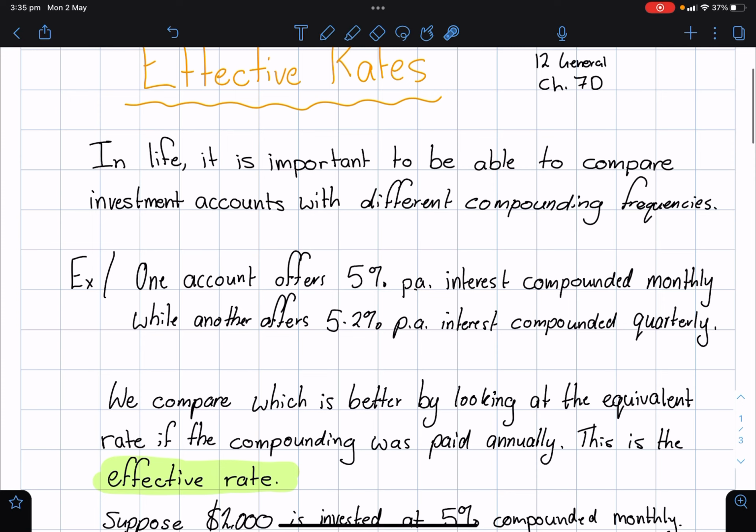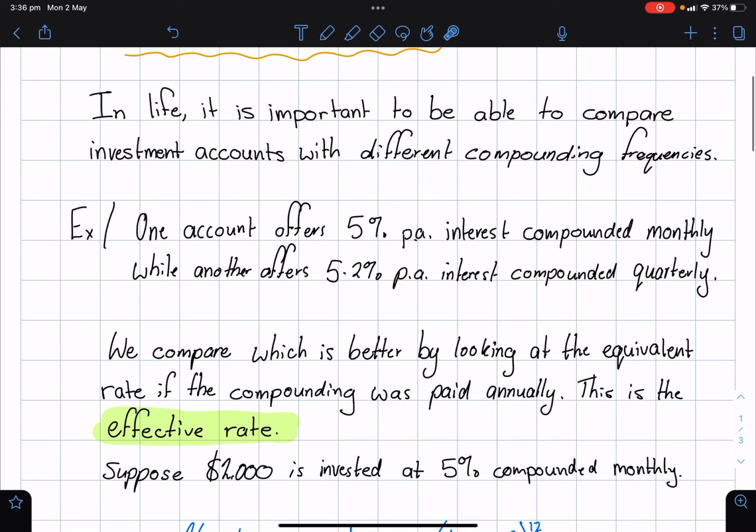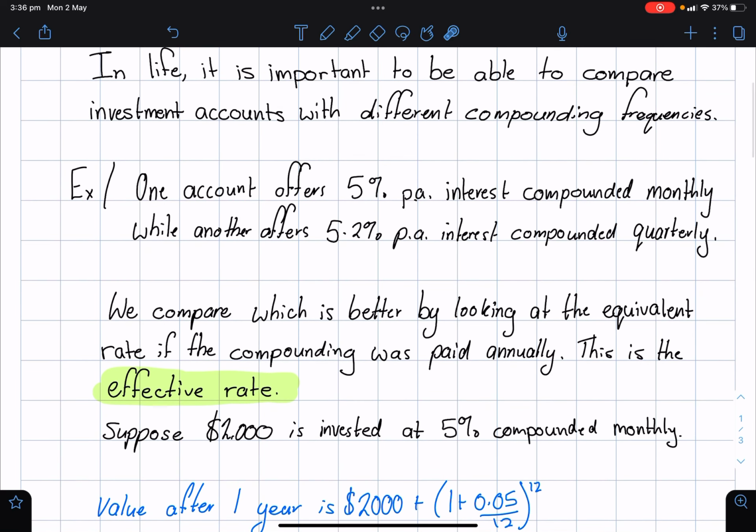One account offers 5% per annum interest compounded monthly, while another offers 5.2% per annum interest compounded quarterly. So we compare which one is better or more efficient for us, going to generate us the most money, by looking at the equivalent rate if the compounding was paid annually. And this is what we call the effective rate. So that's what we're going to be looking at today.